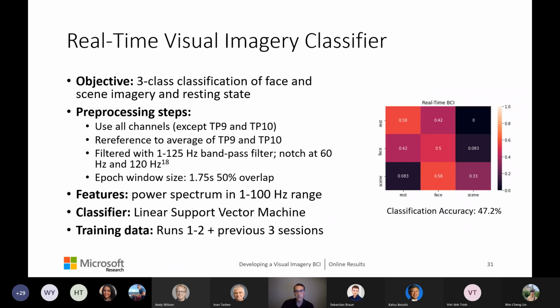Our accuracy was still pretty high, right around where we were getting before, at 50%. We just saw a slight drop, and it looked like we were getting pretty good accuracy at identifying the rest periods and identifying when they were thinking of a face. There was a slight problem with the scene images. It seemed like that was more around chance level. It was getting confused with the faces quite a bit, but it still seemed pretty consistent at identifying that visual imagery was occurring and that resting was occurring.